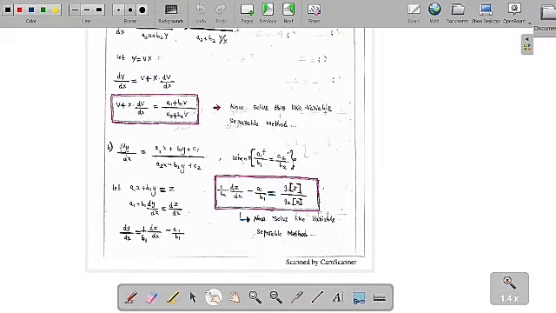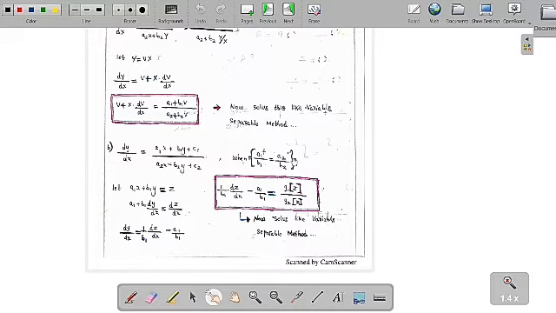Now this is the second case. Suppose dy by dx is equal to a1x plus b1y plus c1 by a2x plus b2y plus c2. Suppose when a1 by b1 is equal to a2 by b2, it indicates that these two lines are parallel lines.